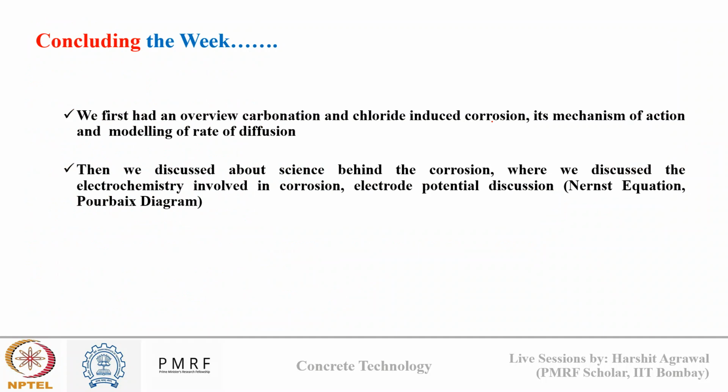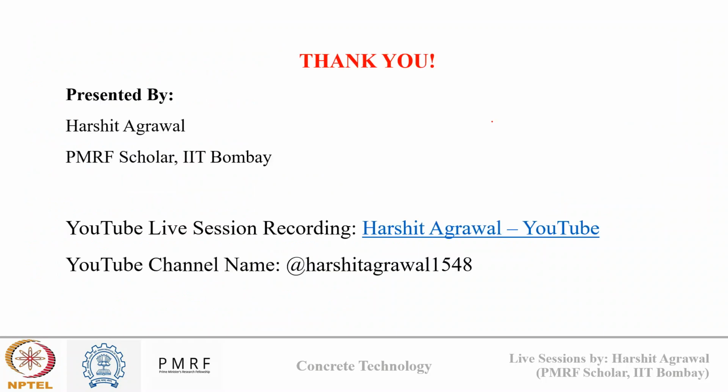Okay, so for today's session, we had discussion about carbonation and chloride induced corrosion, and then we discussed the science behind corrosion. We discussed the electrochemistry of corrosion, and we discussed electrode potential from the Nernst equation and the Pourbaix diagram. Okay, this was all for today. Thank you.